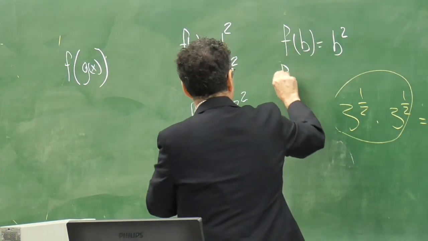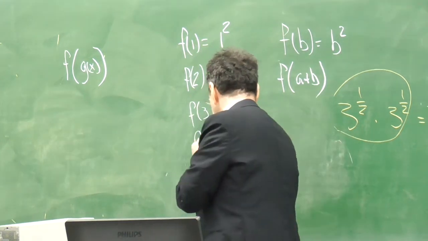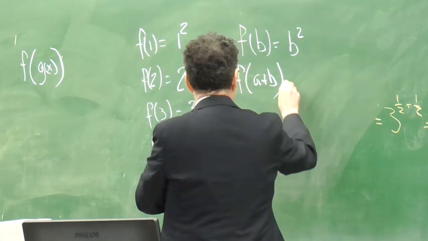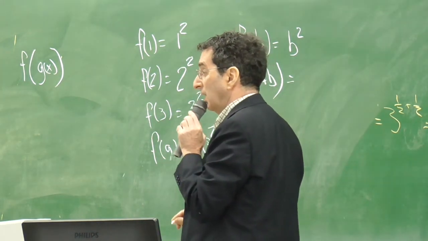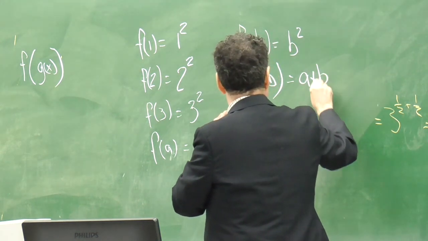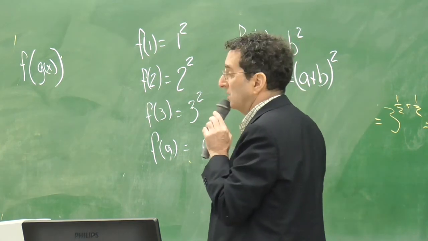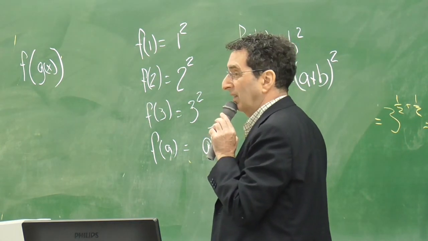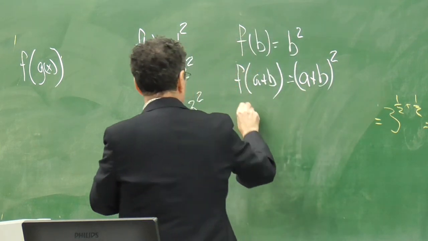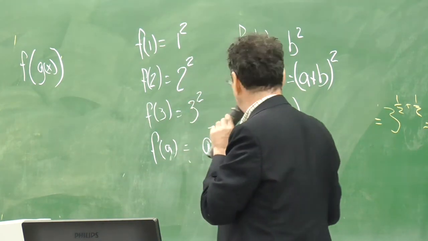So if I ask you, what's f of a plus b, you should still follow the rule. If you do it very simply, you would just say, it's a plus b, squared. It's the same rule. Whatever you put in, you should square it. It wouldn't be a squared plus b squared. It's the whole thing squared. And if I asked you what's f of a plus b plus c, it would be what?